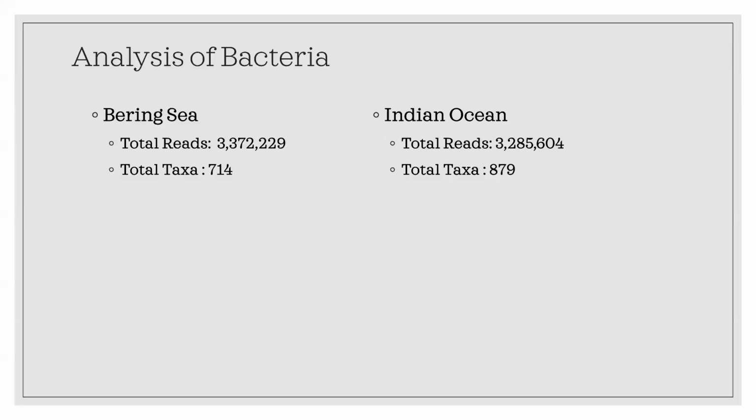So here are the results of our bacterial analysis. The Bering Sea had a total of just over 3 million reads, as did the Indian Ocean. Reads are just the number of DNA sequences that were identifiable. We had a total of 714 taxa, or different organism types, in the Bering Sea, and 879 in the Indian Ocean. So a little bit more variety of bacteria in the Indian Ocean.